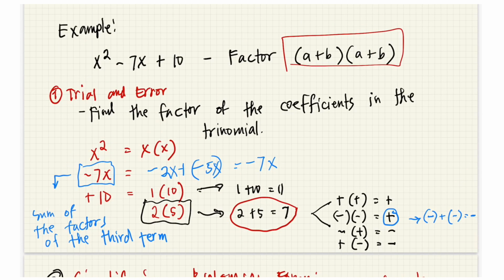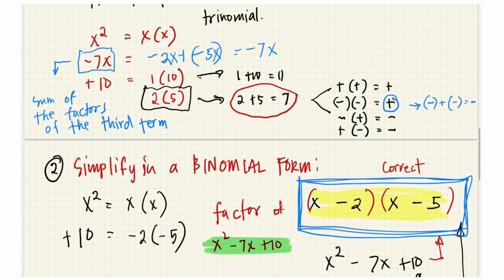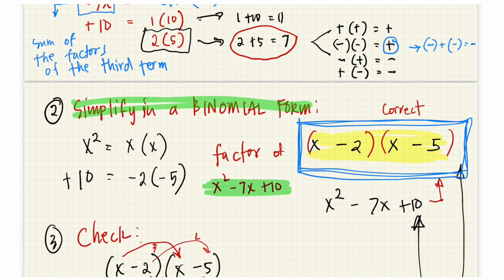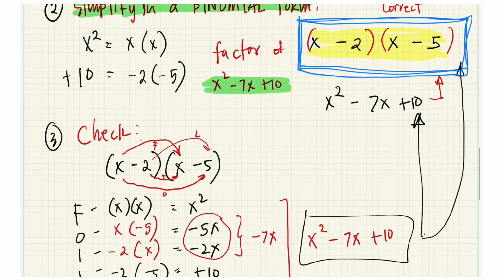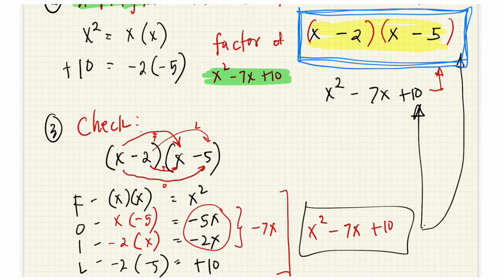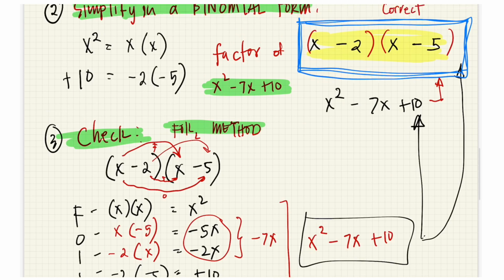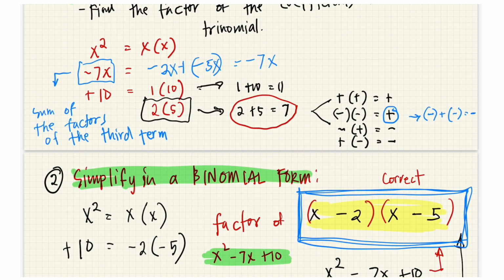So remember the 3 steps on how to find a factor. First thing that you do is you use trial and error. The next one is you simplify in binomial form, and then so that you will know that the answer is correct, you check it using the FOIL method. You have to remember, guys, again, the middle term is the sum of the product of the third term.